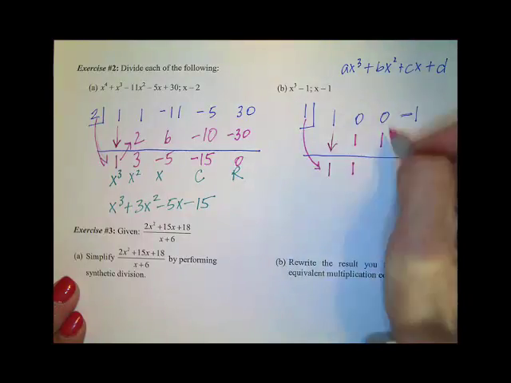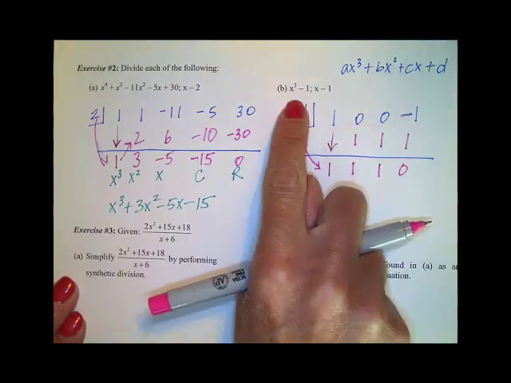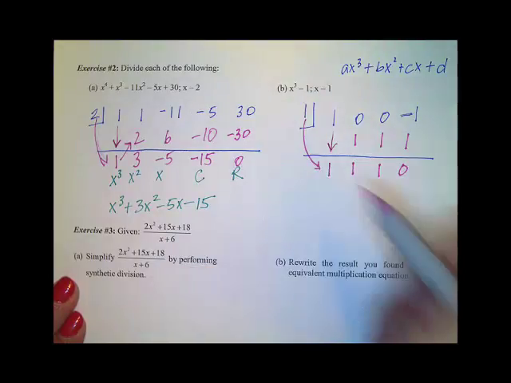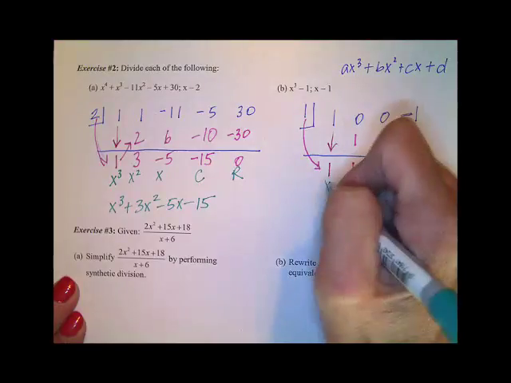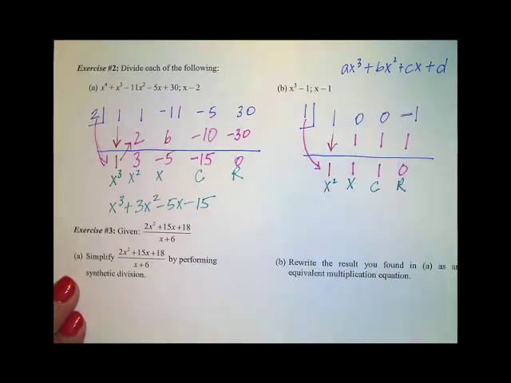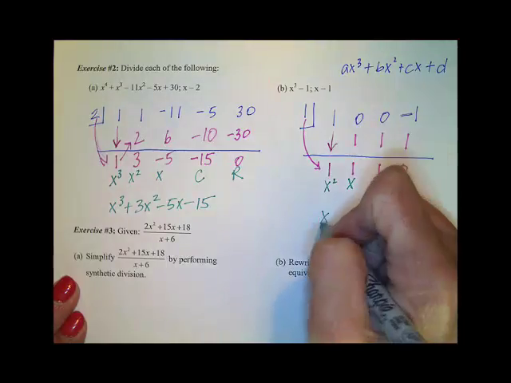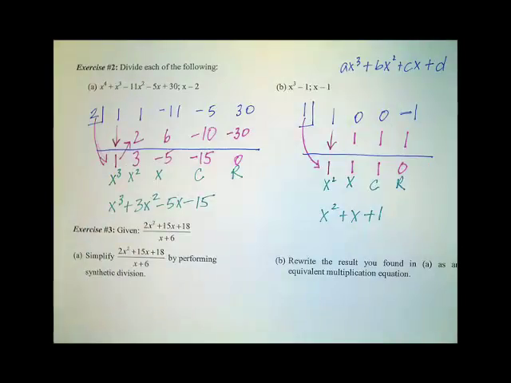Add these together. 1 times 1 is 1. Add these together. Because I started with x to the third and I divided by x, I know that this is x squared. This is x, this is my constant, and this is my remainder. So my answer is x squared plus x plus 1. So again, both of those do not have remainders. Does that always happen? No, of course not. So we got lucky on those two.